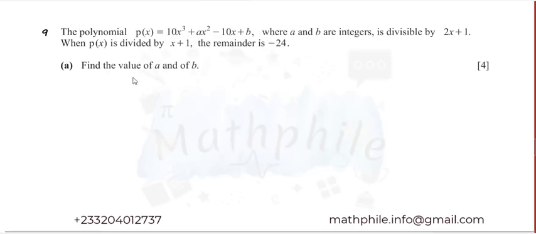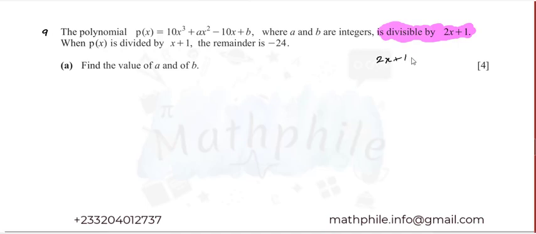So question number 9: polynomial p of x equals 10x cubed plus ax squared minus 10x plus b, where a and b are integers, is divisible by 2x plus 1. When p of x is divided by x plus 1, the remainder is -24. So let's take our time to work this one out. The first thing I notice over here is a factor statement. So the factor statement says that the polynomial is divisible by 2x plus 1.